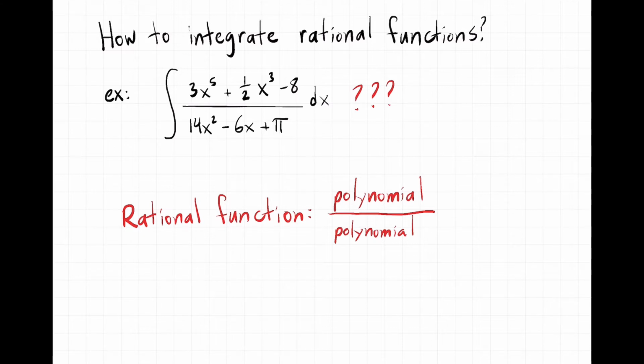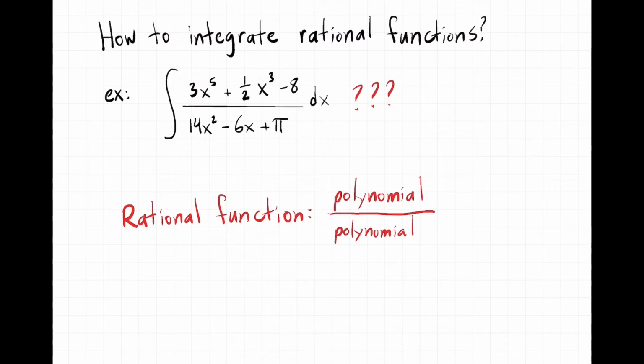We also can't do a u substitution here. The only reasonable choice for the u here would probably be the bottom polynomial, that 14x squared minus 6x plus pi. But we have enough experience with u substitution now to realize that the only way that's going to work is if the derivative of our u is also being multiplied in our integrand. And it's not. You'd have to have the derivative of the bottom showing up precisely on the top in order for this process to work.